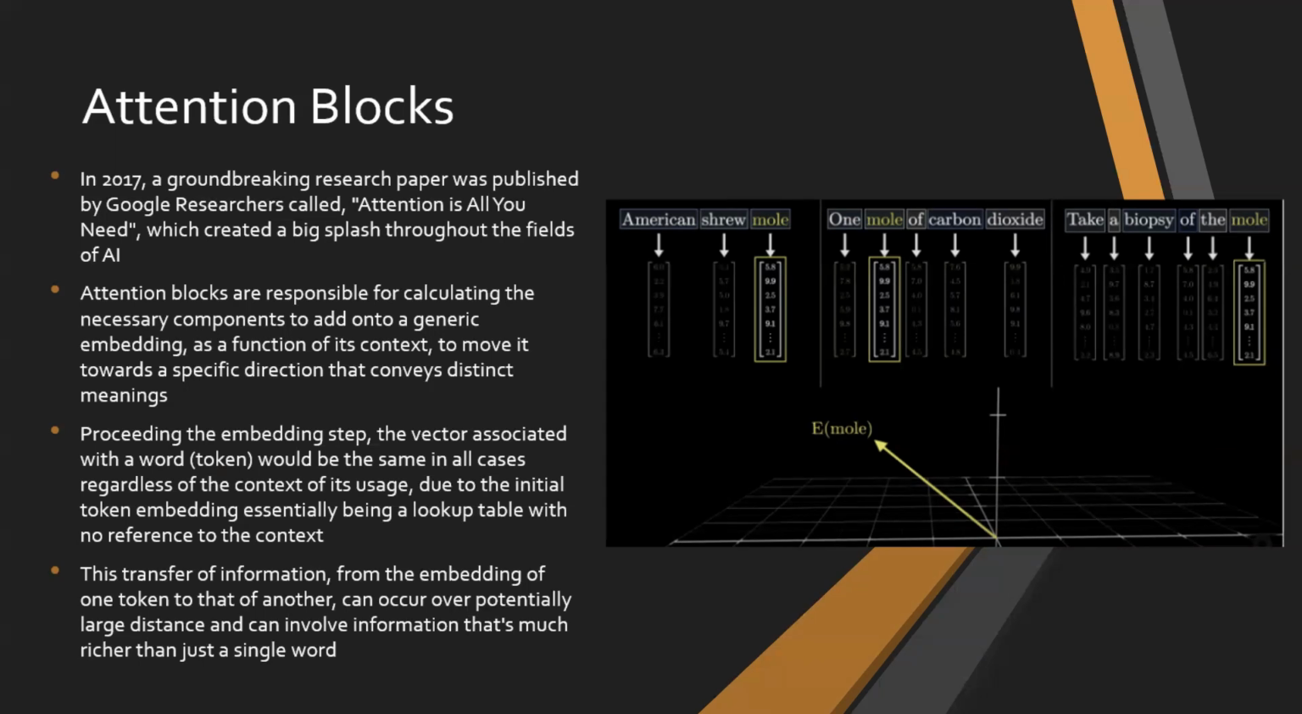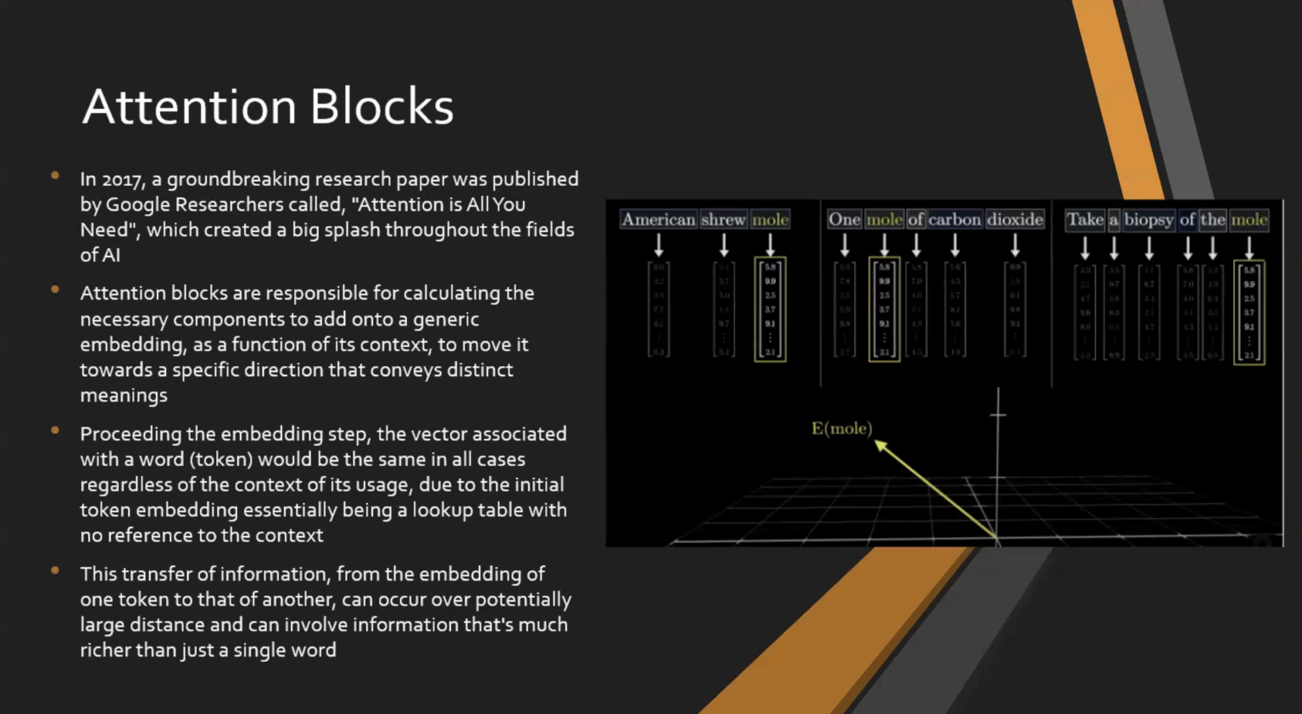Now, if you remember from the previous video, we discussed how words are embedded. Preceding that step, the vector associated with a word, aka token, would be the same in all cases, regardless of the context of its usage, due to the initial token embedding essentially being a lookup table with no reference to the context. As we can see to our right with the image, we have three different examples of how the word mole is used.